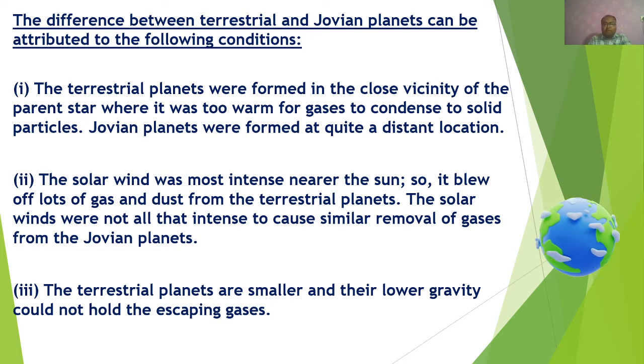Okay, point number 2 is that the solar wind was most intense near the Sun, so it blew off lots of gas and dust from the terrestrial planets. So Mercury, Venus, you can see. Due to solar wind, all the atmospheric layers, all the important gases have been blown off from Mercury and Venus. The solar winds were not so intense as to cause similar removal of gases from the Jovian planets.